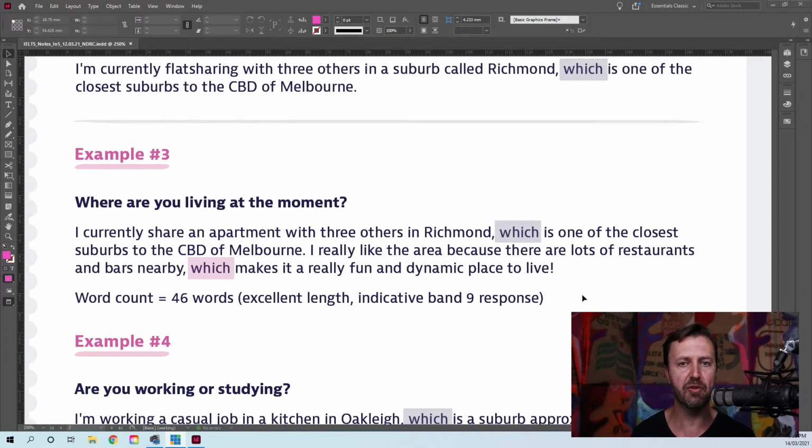Let's look at example 3, where we combine them together, fact-based, but also more of a subjective focus. Where are you living at the moment? I currently share an apartment with 3 others in Richmond, which is one of the closest suburbs to the CBD of Melbourne. I really like the area because there are lots of restaurants and bars nearby, which makes it a really fun and dynamic place to live. When it comes to IELTS, that's indicative of a Band 9 response. Good word length, around 50, which is what we're aiming for.